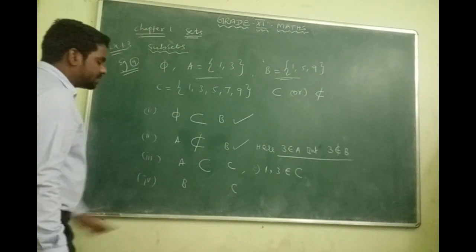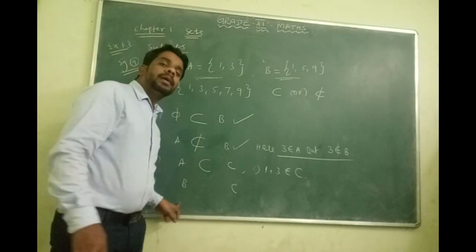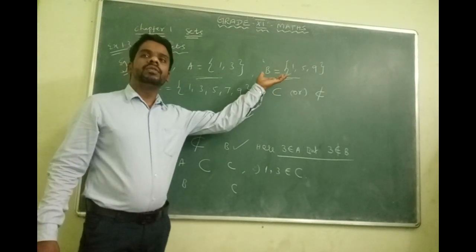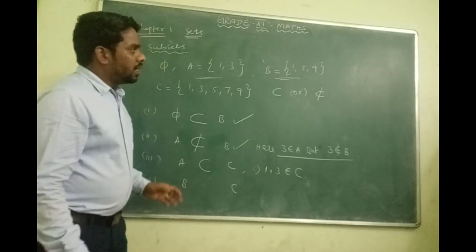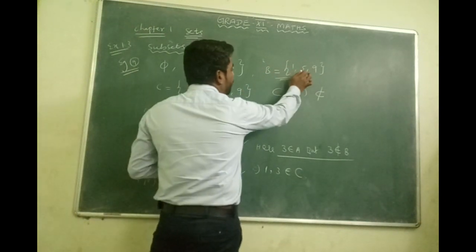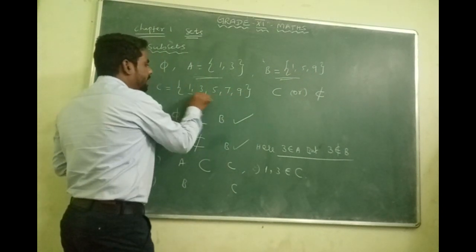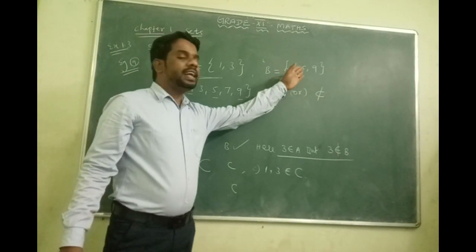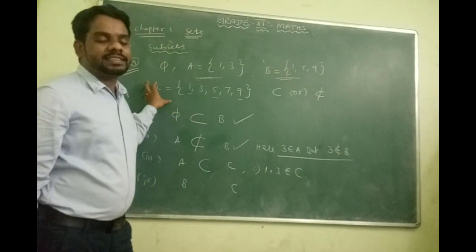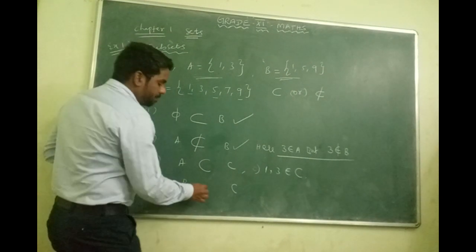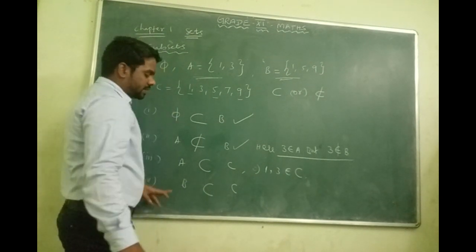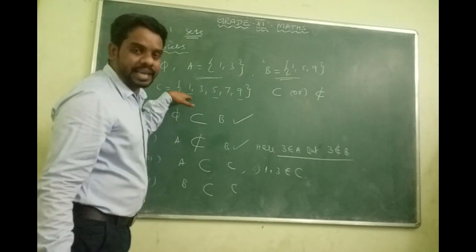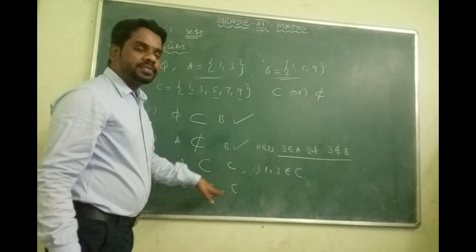Okay, next the last part, B and C. Given information B and C. Listen, B has 3 elements, 1, 5, 9. And also the elements 1, 5, 9 belong to C. So all elements in B belong to the set C. Therefore the set B is a subset of C. The set B is contained in the set C.